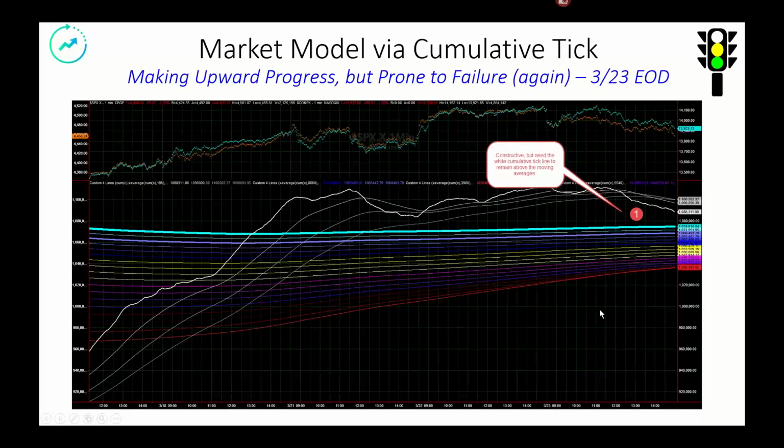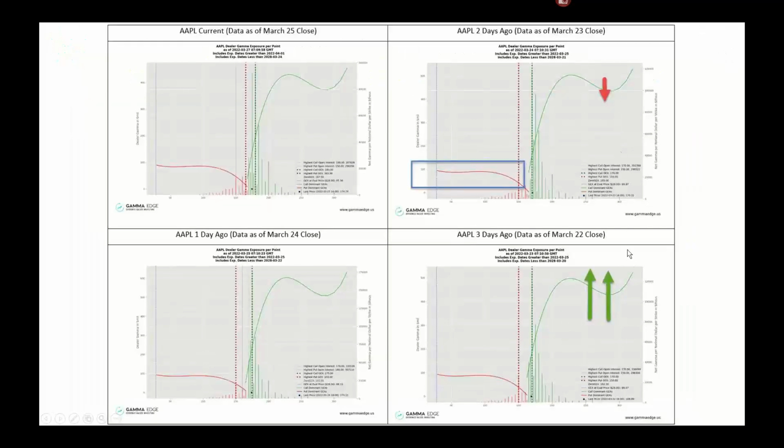So looking at the 23rd here, you can see that we had some weakness into the day, again represented here by this yellow-green, still bullish, but we had some weakness that came into the end of the day. Let's go take a look and see what Apple did. In this particular case, we saw some monetization.